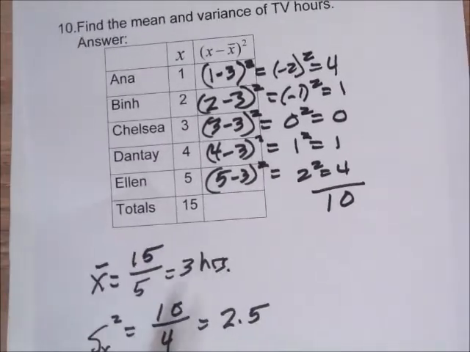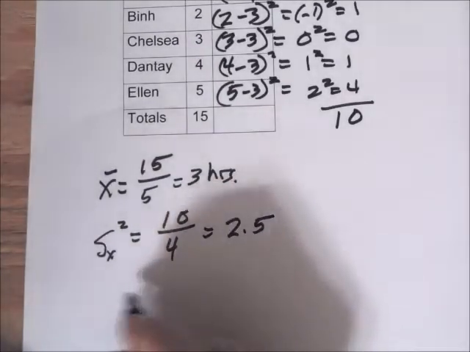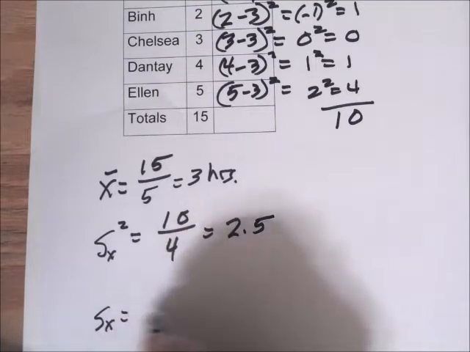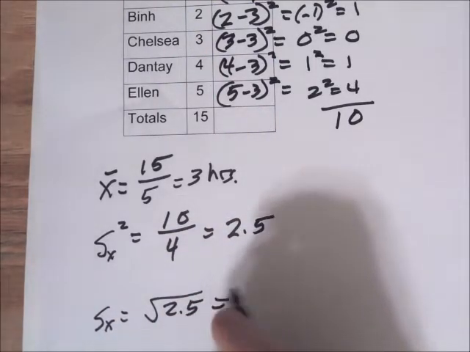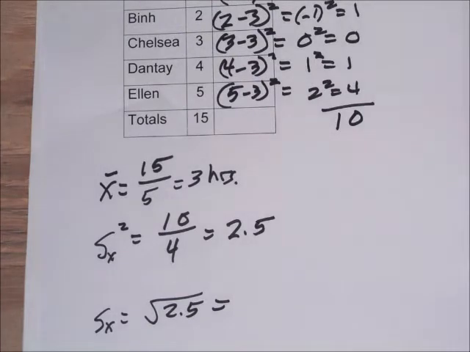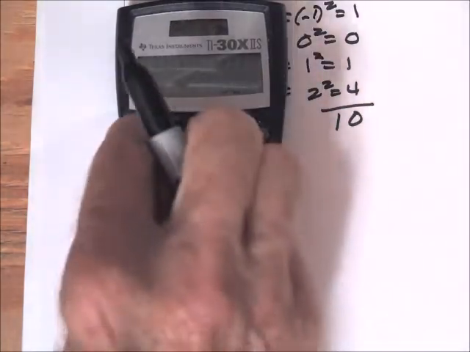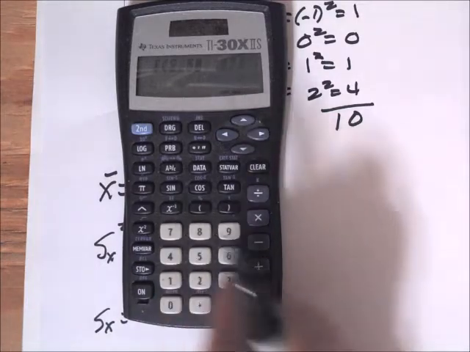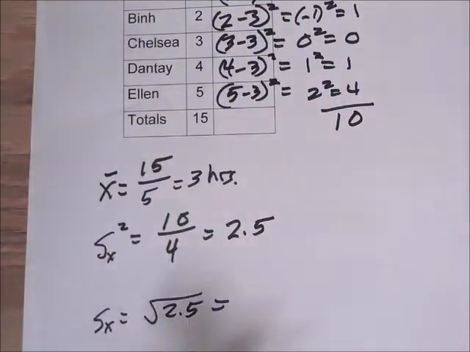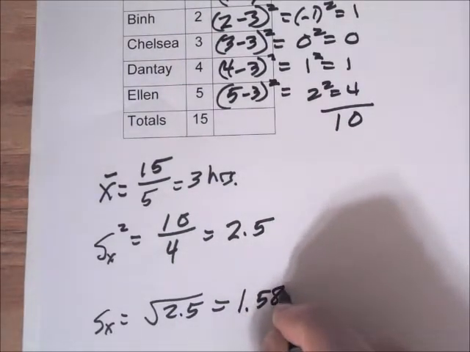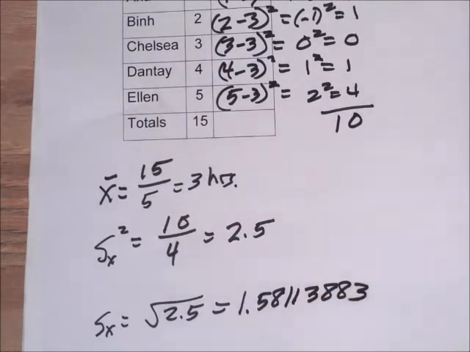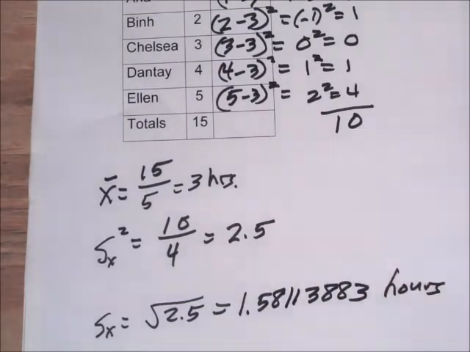Then we can also compute the standard deviation. The standard deviation would be the square root of the variance. And for that, we can use a calculator. So, square root of 2.5 equals 1.58 something. And that's in hours.